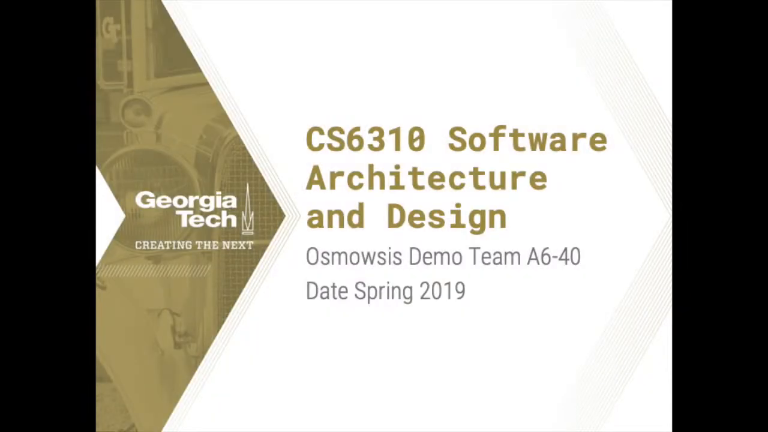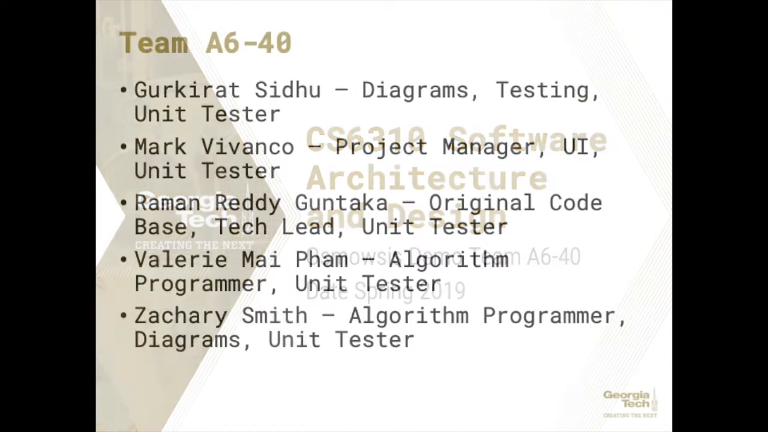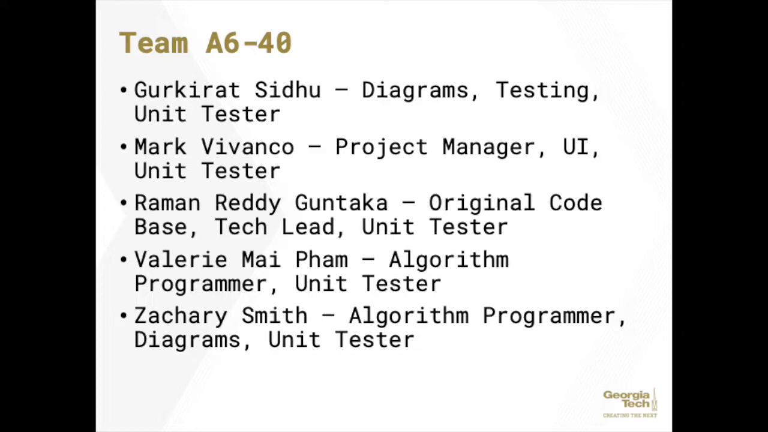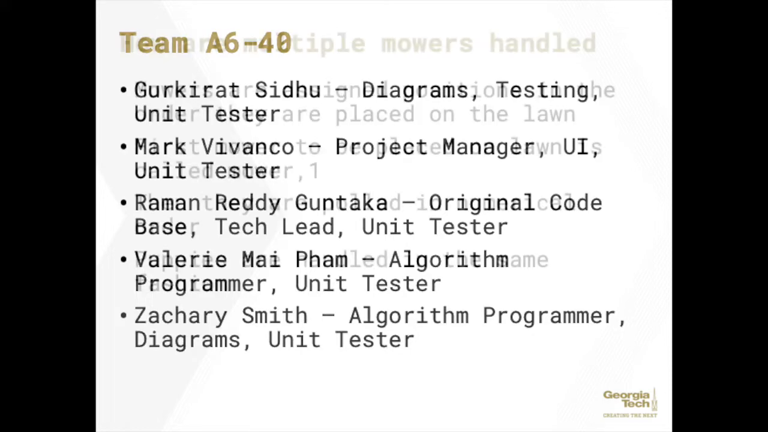Hello, this is a video for the 6310 Software Architecture and Design course in the spring 2019 semester. Our team is A640 and our project was to develop the Osmowsis application. We will be talking to and demonstrating the various challenges we faced while creating the application. We had a 5-member team consisting of Gukurat, Mark, Ramon, Valerie, and Zachary.